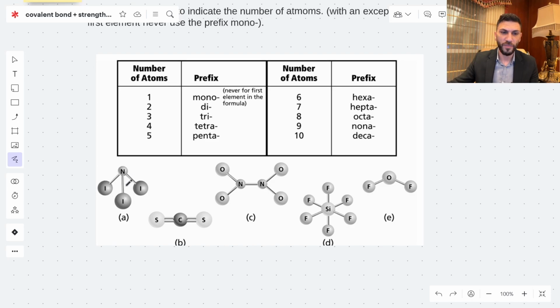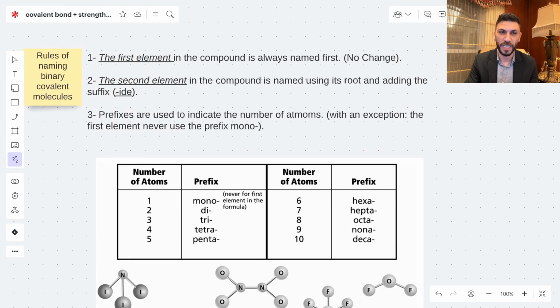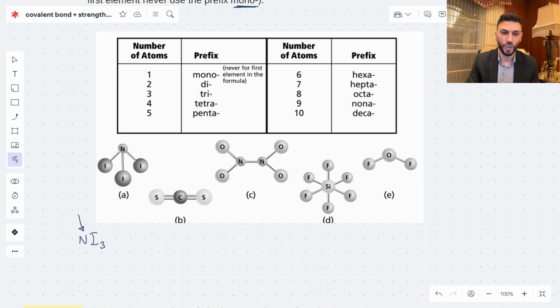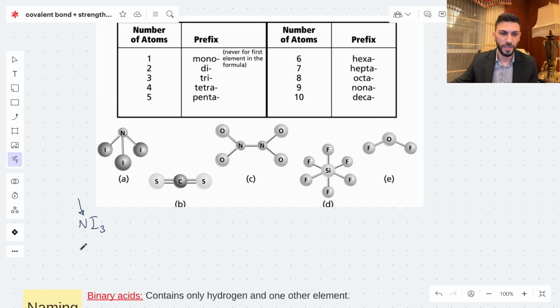So let's check some examples. A: if we have this covalent compound, which is NI3. According to the rules, the first element, nitrogen, has only one atom, and according to the exception, the first element never uses the prefix mono. So we don't use mono for it. We name it first and there is no change on it. So we're going to start with nitrogen.